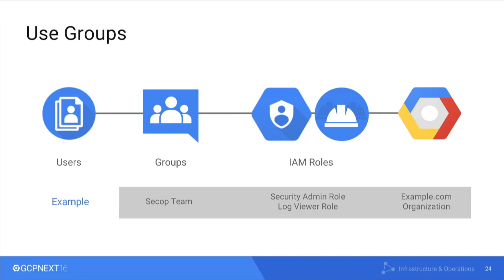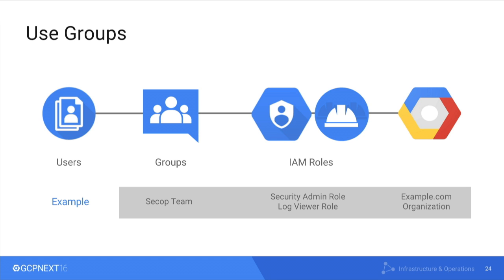Use groups. Managing permissions on individual users can quickly get both cumbersome and error-prone. So you want to use groups. Let's say you have a SecOps team. You want to create a group for them. So as new members come into a company and join a team, all you need to do is add them to the group, and all of a sudden they have the same privileges as the rest of their peers.